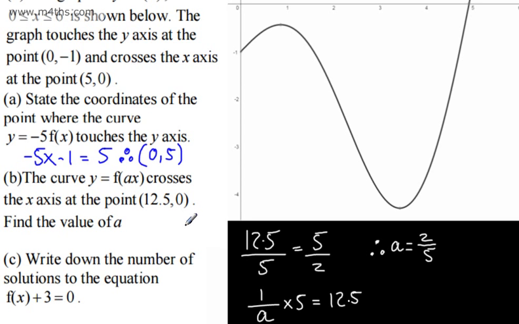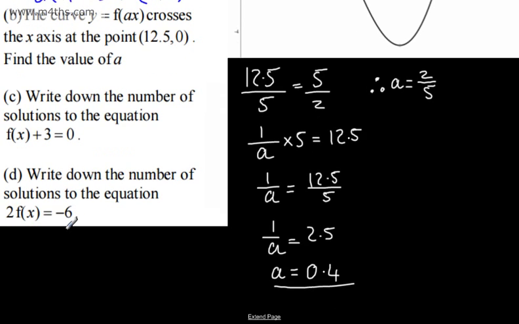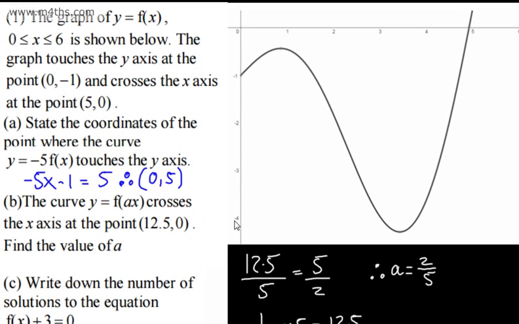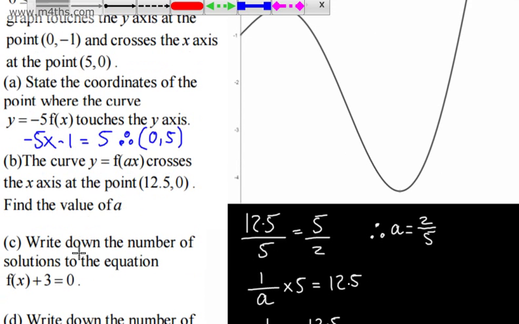In part C, we're asked to write down the number of solutions to the equation f of x plus 3 is equal to 0. F of x plus 3 is simply a translation of 3 units in the positive y direction. So what we'll do is lift this graph up by 3. It's asking me, if I lifted the graph up by 3, how many solutions would the equation f of x plus 3 have?